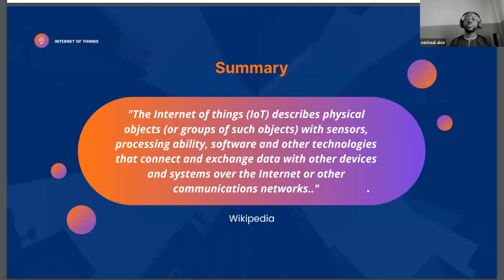So in summary, the Internet of Things, which is the IoT, describes physical objects or groups of objects with sensors, processing ability, software, and other technologies to connect and exchange data with other devices and systems over the internet or other communication networks. This is the definition of Internet of Things that was given by Wikipedia. In other words, you can say one object device or the other communicating with other devices through a network. And this network, of course, is the internet.